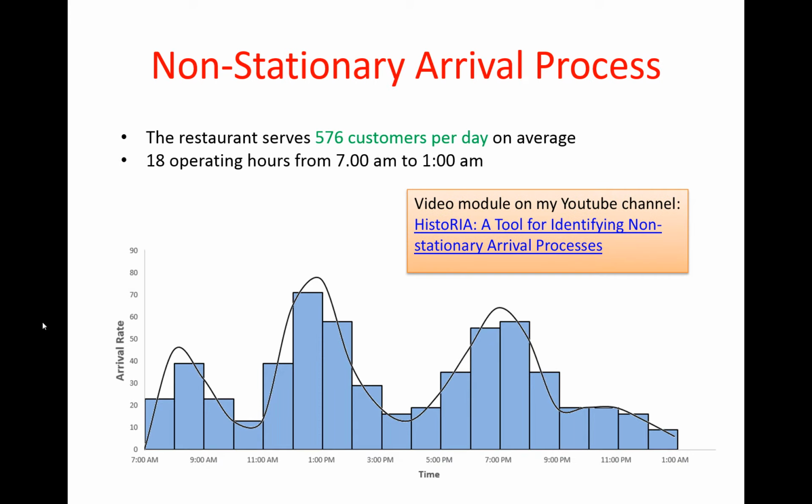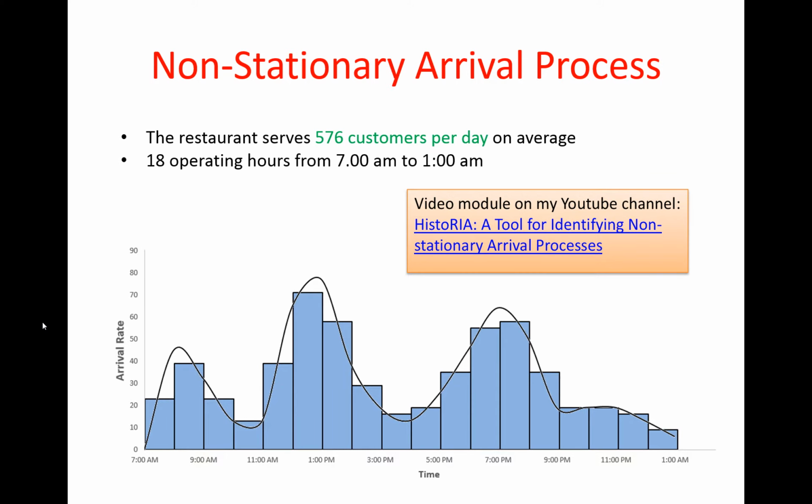So if you would like to know more about how we identify non-stationary arrival processes and why they are important and how they can change our decision, I have another video module on my YouTube channel. It's called Historia, a tool for identifying non-stationary arrival processes, which is based on a tool that we have developed as part of a research project to identify and model non-stationary arrival processes.